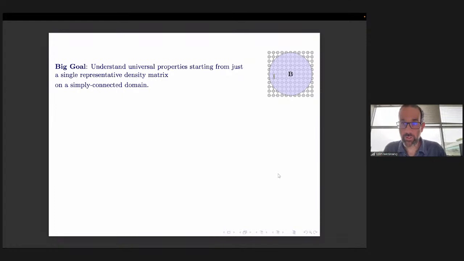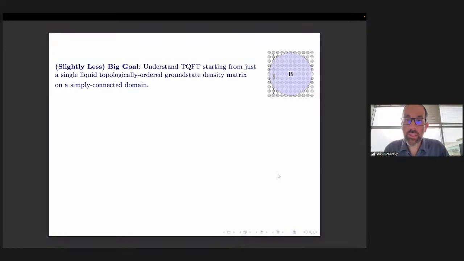Without any further qualifiers, this is a very ambitious goal. It's not clear that one can do it. I haven't said where the wave function came from. It could be just a bunch of garbage. It's maybe a little more plausible that we can answer it if the wave function is guaranteed to be the ground state of some local Hamiltonian. And to make the goal a little bit more accessible, let me restrict to the assumption that the wave function is the ground state of some gapped, topologically ordered state. And the adjective liquid here means that I don't want to talk about fractons.